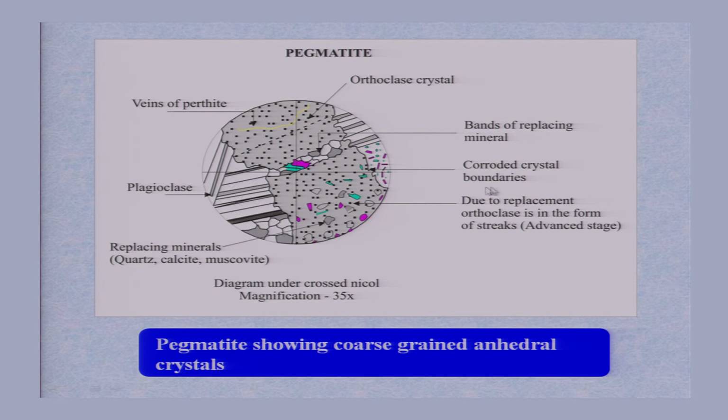it also contains corroded crystal boundaries. These are the corroded crystal boundaries. See carefully, this is a corroded crystal boundary directly in contact. This corroded crystal boundary of orthoclase is directly in contact with the plagioclase. These are the orthoclase crystals. Due to replacement of orthoclase in the form of streaks, these are the secondary minerals formed by replacement process. These minerals may be mica, muscovite, calcite it may be, or sometimes it may be sericite or clay minerals.